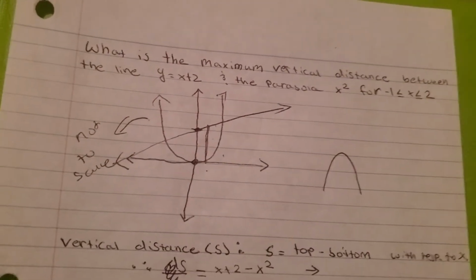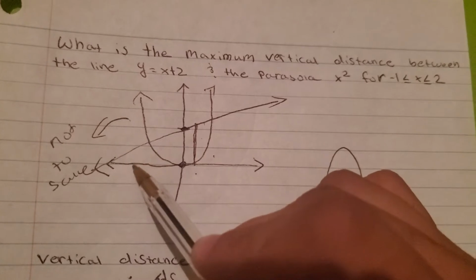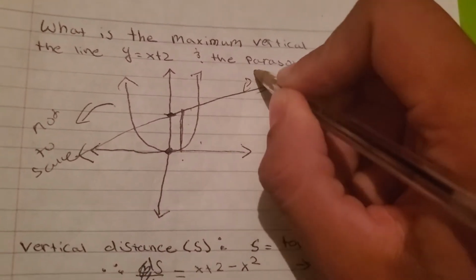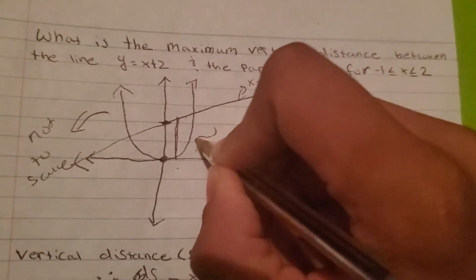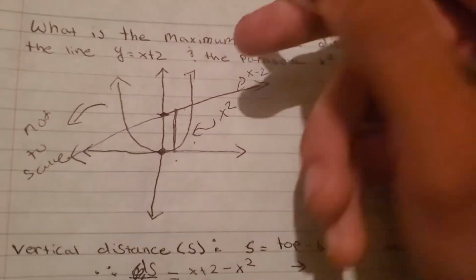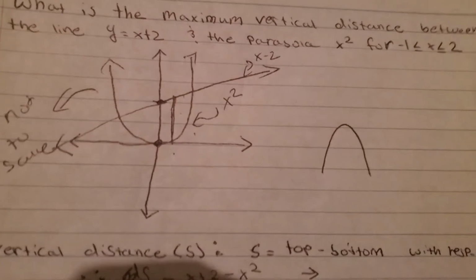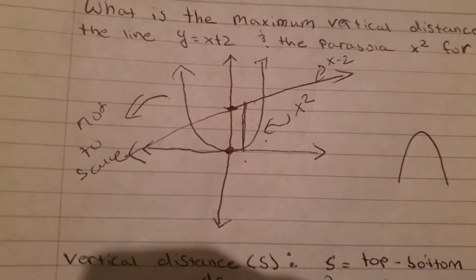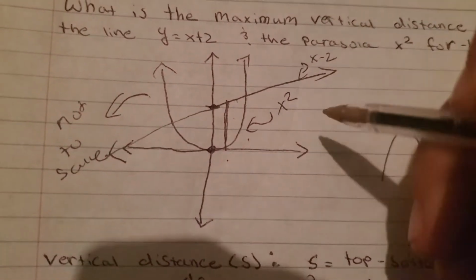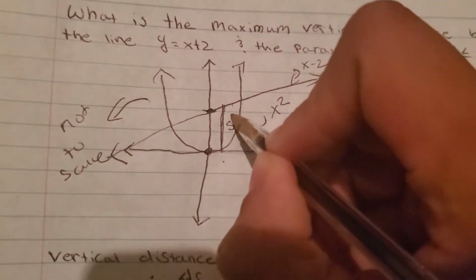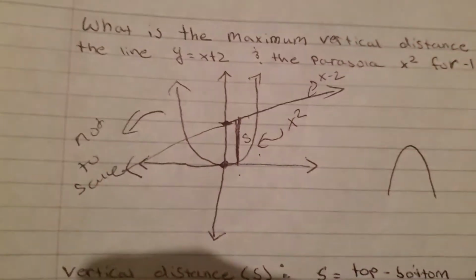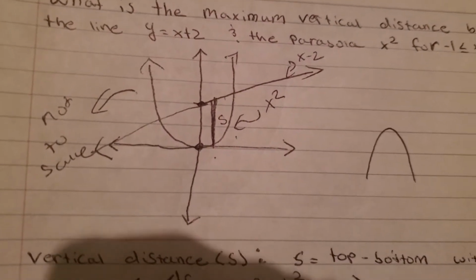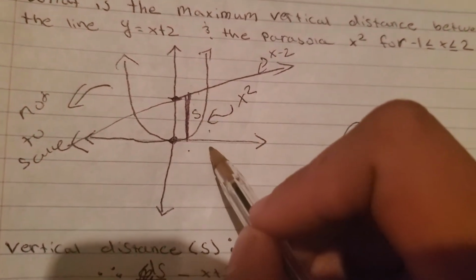Alright, so the first thing we do is we sketch both functions. This line being x + 2, and this being x squared. Keep in mind this graph is not drawn to scale. Okay, and so let's start. What we're trying to do is find this vertical distance s in between the two. And this vertical distance s is the top function minus the bottom function.